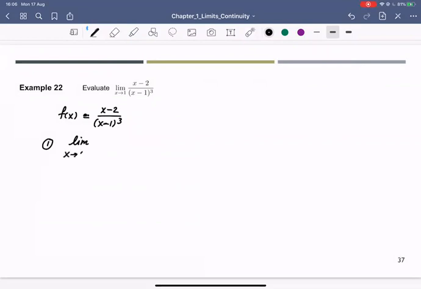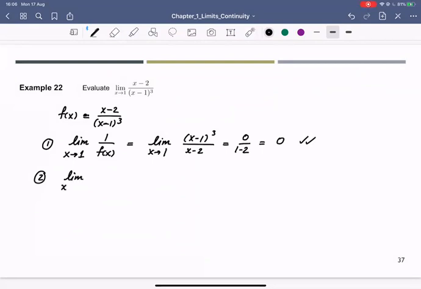So what I'm going to do is first take the limit as x goes to 1 of 1 over f(x). This is the limit as x goes to 1 of (x minus 1) cubed over (x minus 2). That is 0 over 1 minus 2, which is 0. All right, good.